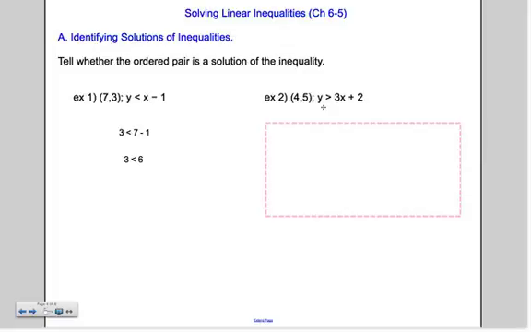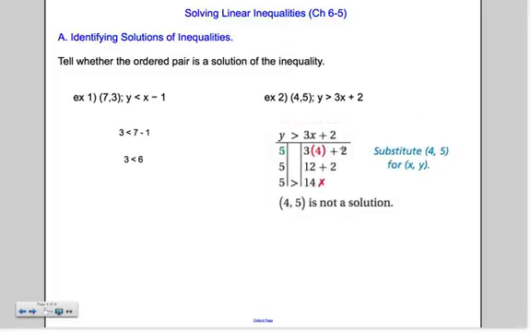Excellent. So, let's check it out. You plug in 5 for the y, you plug in 4 for the x, and you see if this side is greater than this side. Well, let's see. 4 times 3 is 12. 12 plus 2 is 14. And is 14 less than 5, or is 5 greater than 14? No. So (4, 5) is not a solution for this inequality.